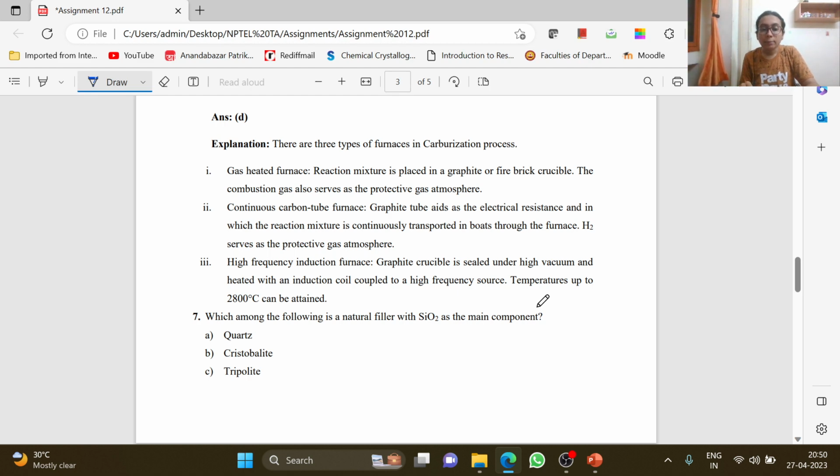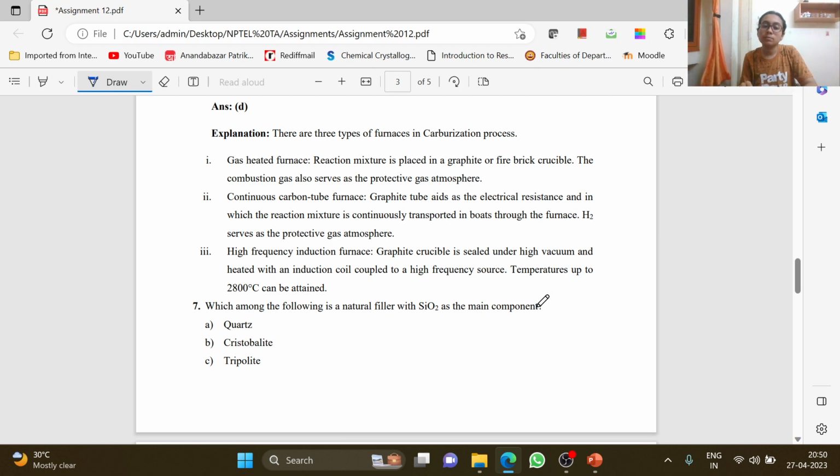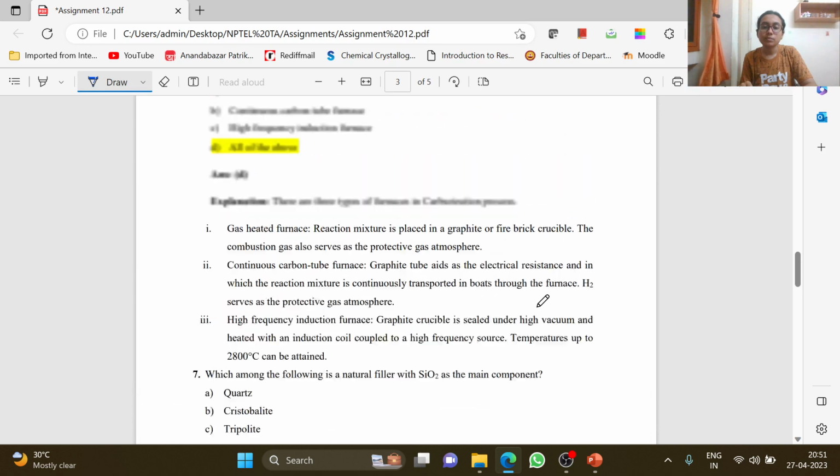Then the high frequency induction furnace. Here the graphite crucible is sealed under high vacuum and heated with an induction coil coupled to a high frequency source. Temperatures up to 2800 degrees centigrade can be attained in the high frequency induction furnace.